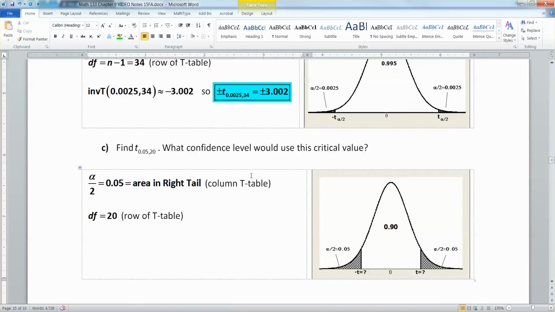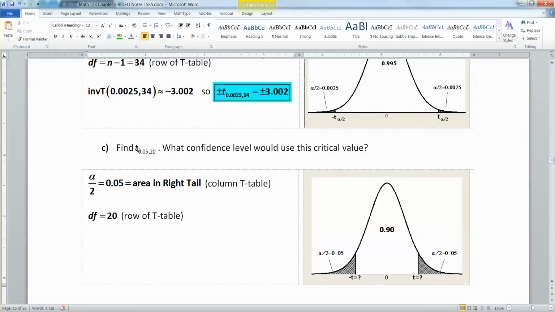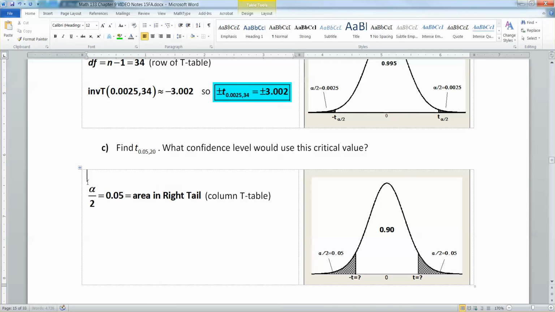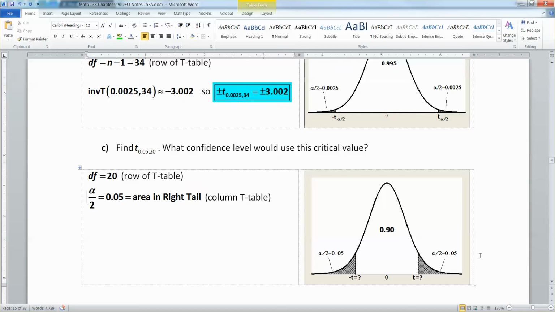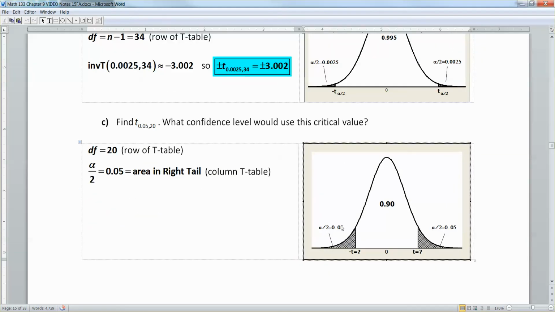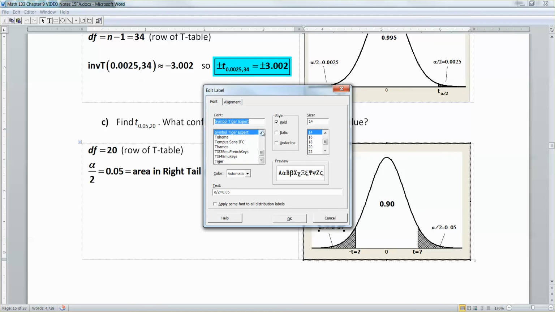All right, let's figure out what we know from this. When it gives us that symbol, the 0.05 comma 20 down there in that subscript, that's letting us know two things: the area in the right tail is 0.05, and the degrees of freedom. I'm actually going to put the degrees of freedom on top because we need that less than the alpha. So I know that alpha over 2 equals 0.05, which means I have another side on the flip side, which is also alpha over 2 equals 0.05.